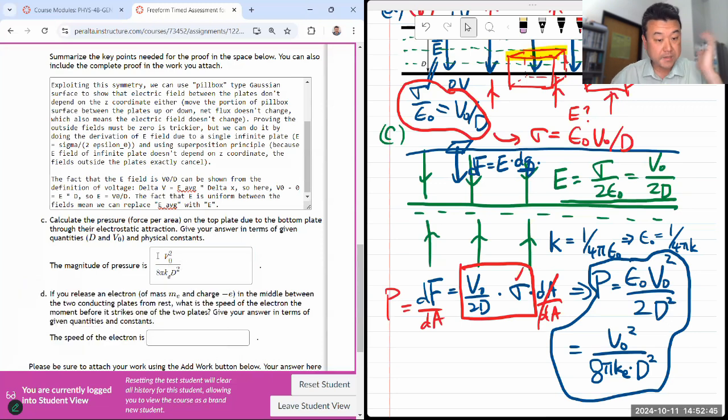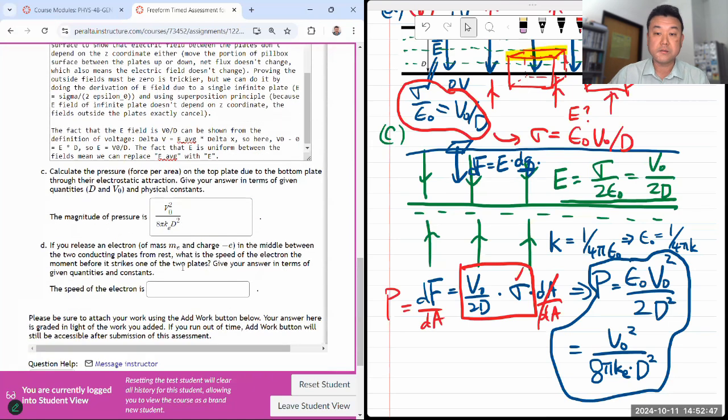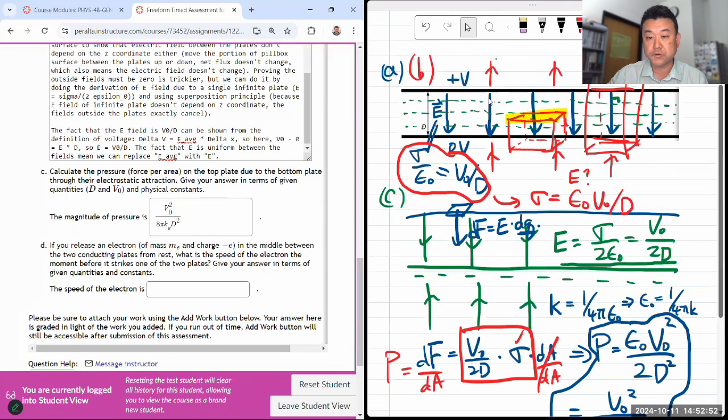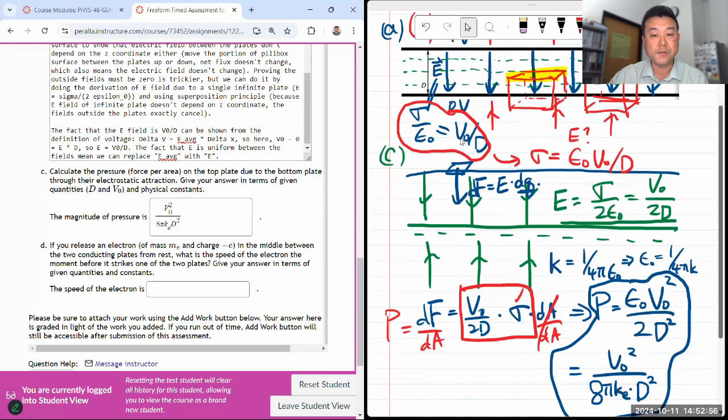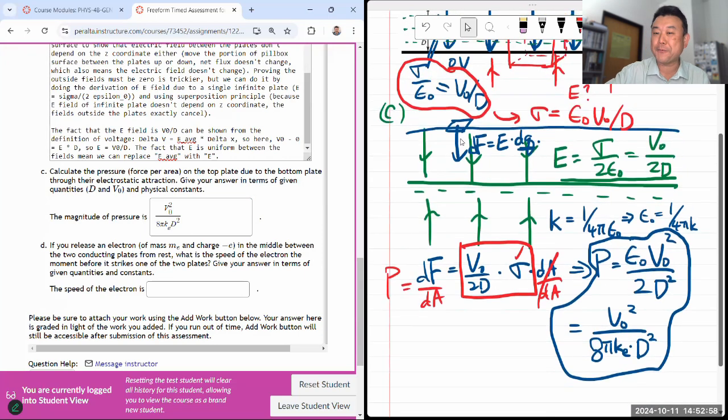So, all right, that's the magnitude of pressure, and this is the same answer you would get if you simply average the electric field inside and outside, and use the average value as the electric field on the plate. It just works that way. Let me not get into a rabbit hole that I don't have time for.